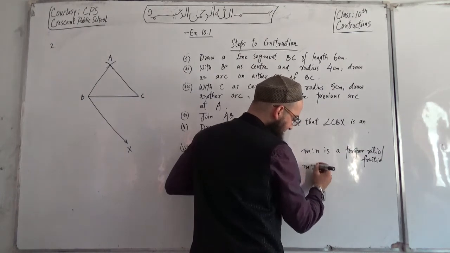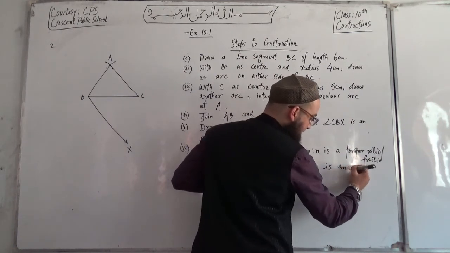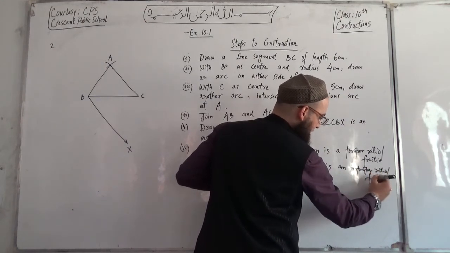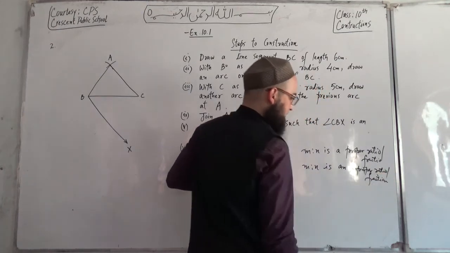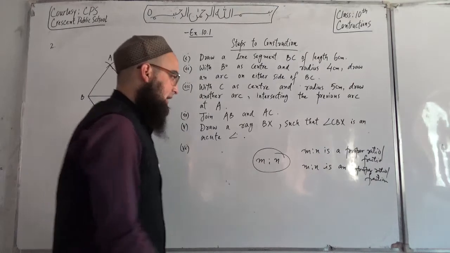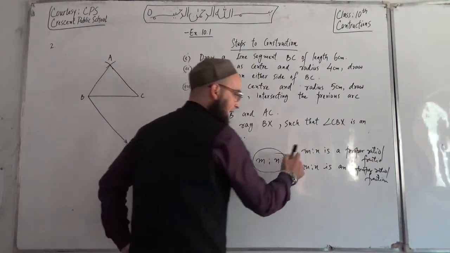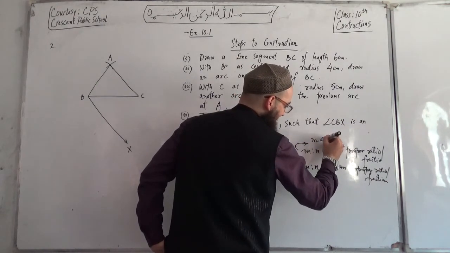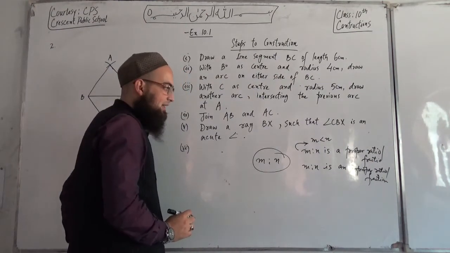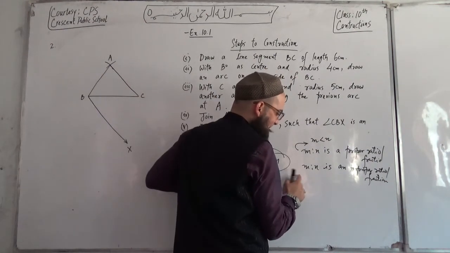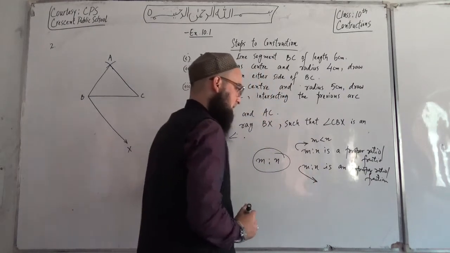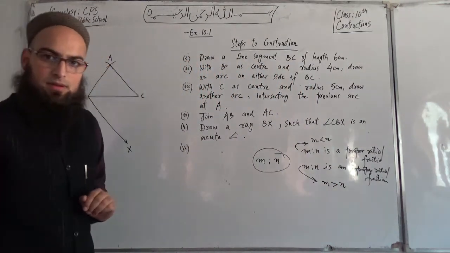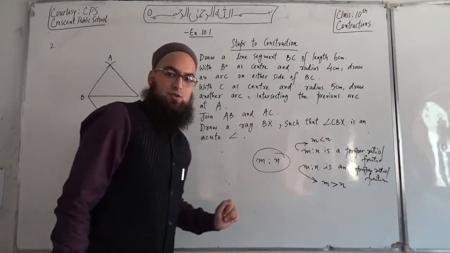Number two possibility is m:n is an improper ratio or fraction. What do we mean by that? In the proper ratio case, m is less than n. And in this case, m is greater than n. You got it? So there are two cases possible.